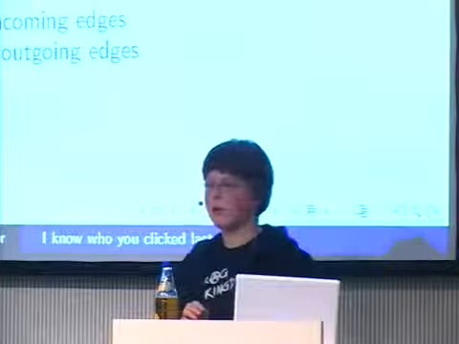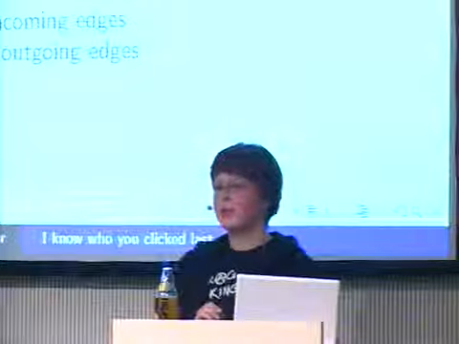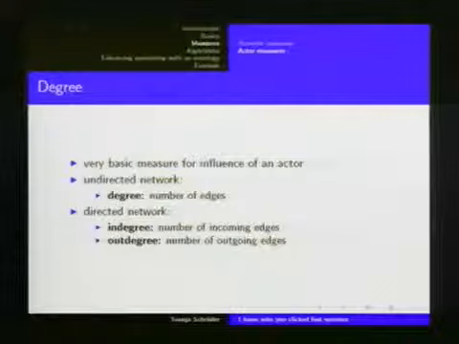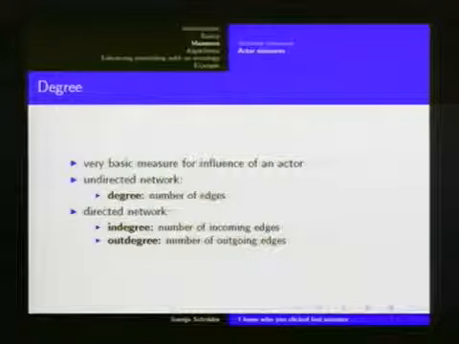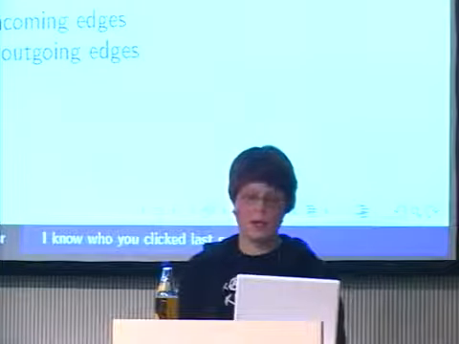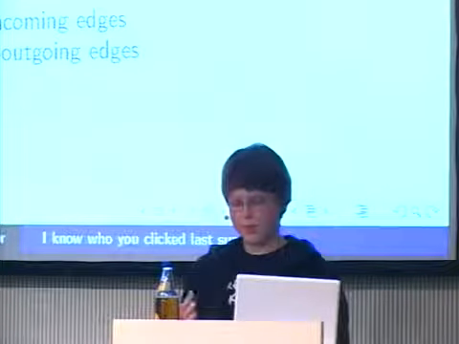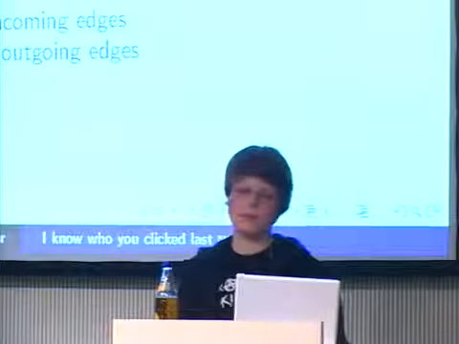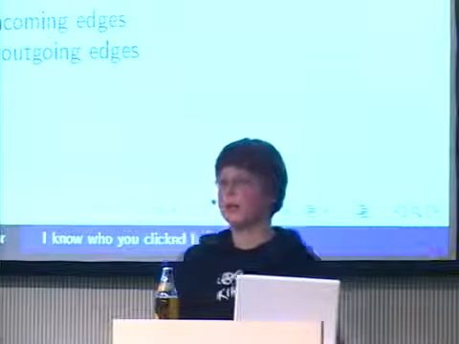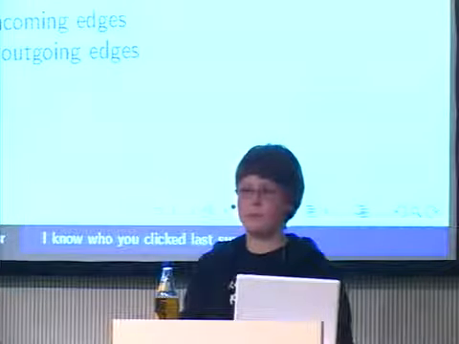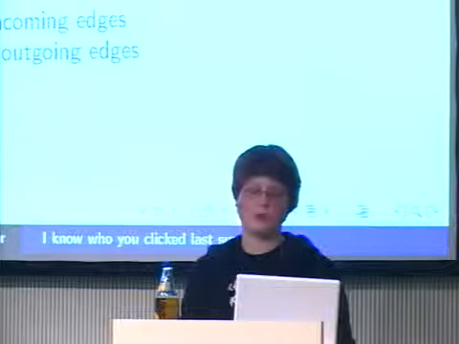The next measure is called degree. It's an actor measure, a measure for single nodes in the network. It's also very basic. It describes a kind of influence of the actor. In an undirected network, the degree is the number of edges which touch the node. If you count all edges, that's the degree. You can normalize it by dividing by all edges possible to other actors, but it's your choice.